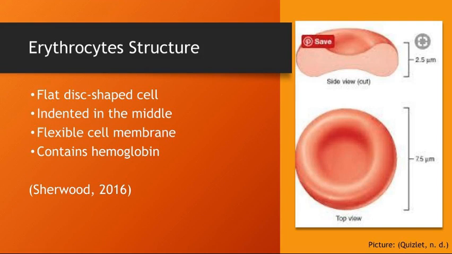These cells are flat, disc-shaped cells with indentions in the middle on both sides. The shape allows for a larger surface area for the diffusion of oxygen from blood plasma into the cell through the cell membrane. Because the cells are also thin, diffusion is quick.